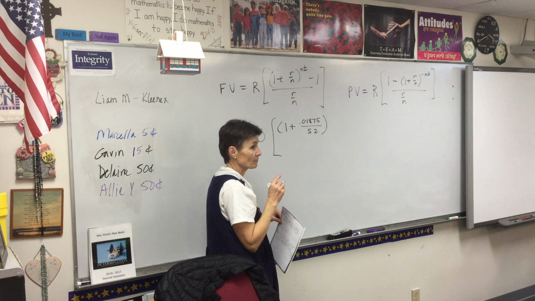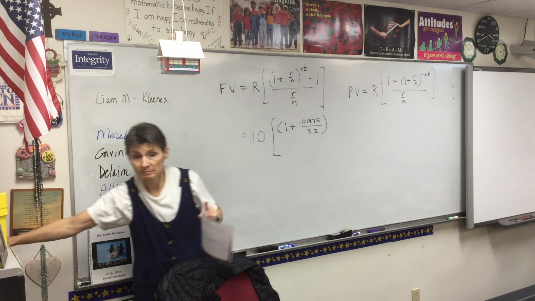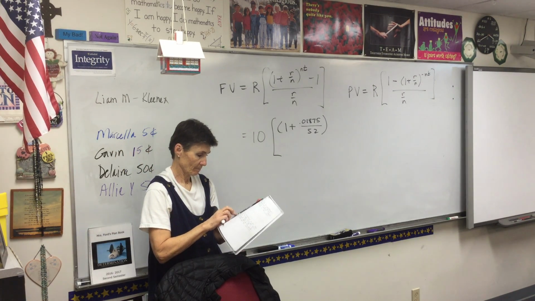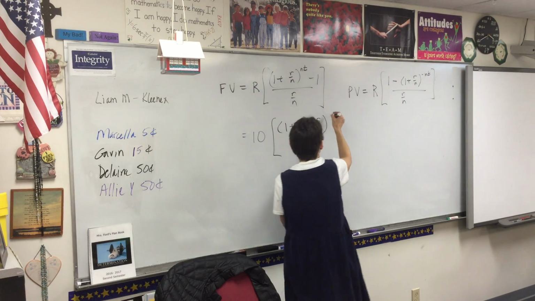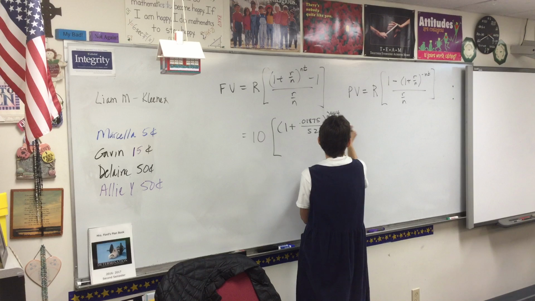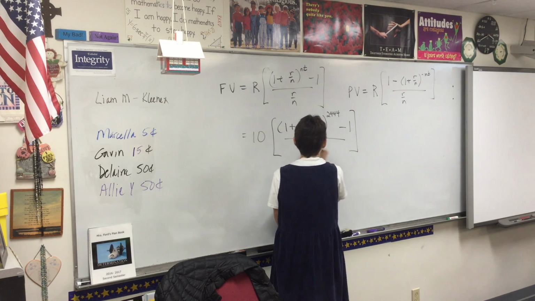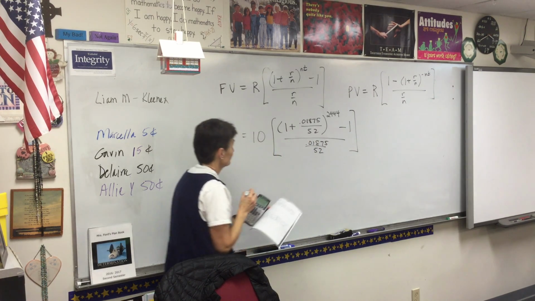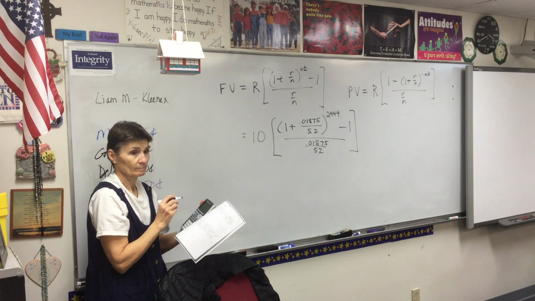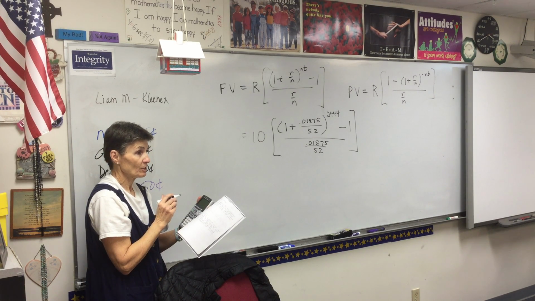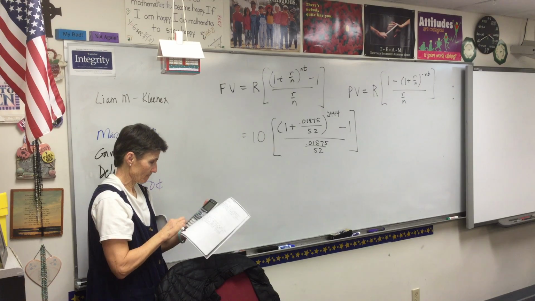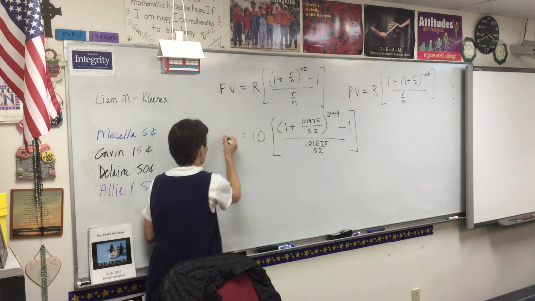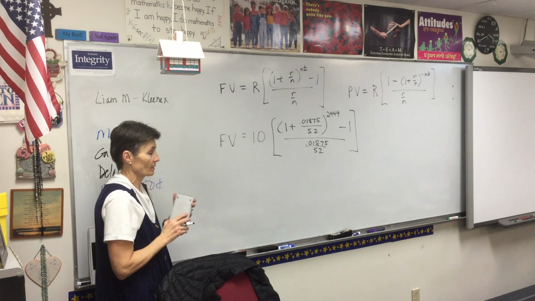And then nt, what's that going to be? 52 times 47. So 2444. Over 0.01875 divided by 52. Yeah, that's right. Okay. Everybody good so far? Okay. All right. Well, I should put that away. And I'm looking for this. This is what I'm solving for.